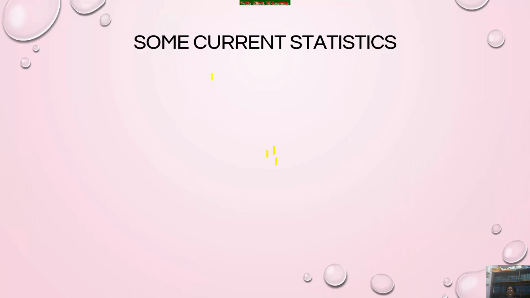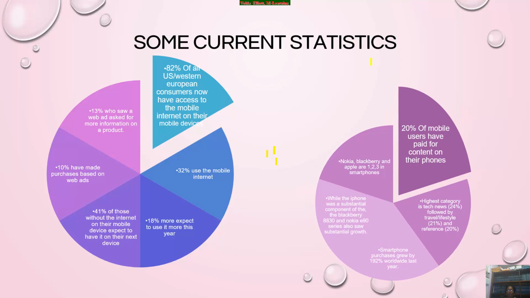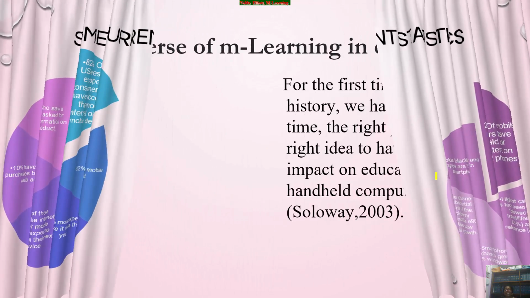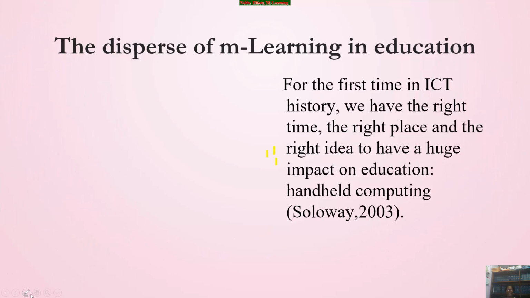Some current statistics about mobile learning. 82% of US and Western European consumers have access to mobile internet on their mobile devices. Therefore, the usage changes. Similarly, 20% of mobile users have paid for content on their phones, so the mobile device becomes more active in the lives of users. The dispersion of mobile learning in education.